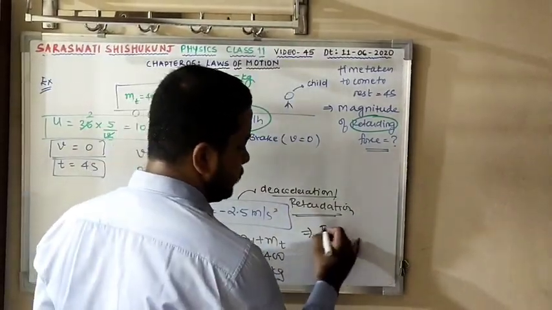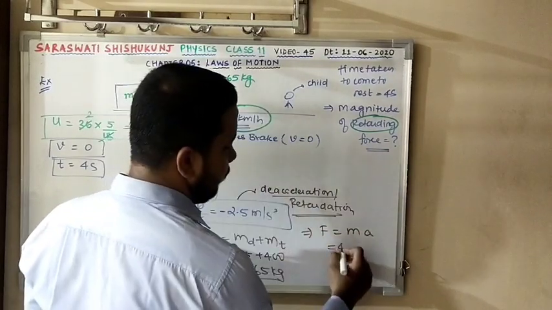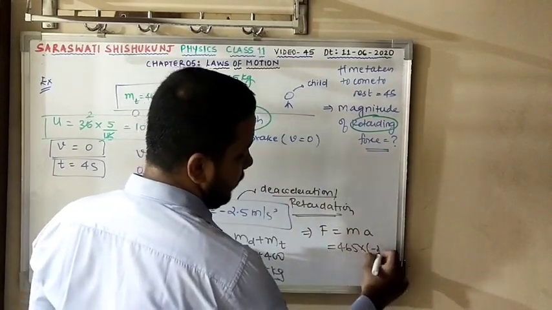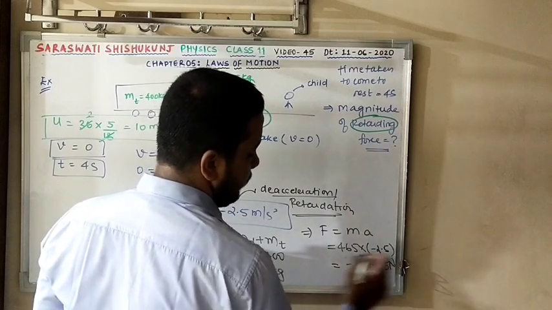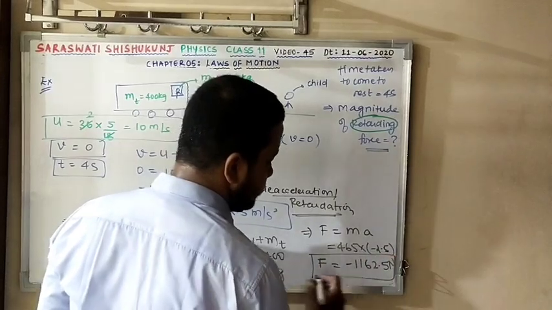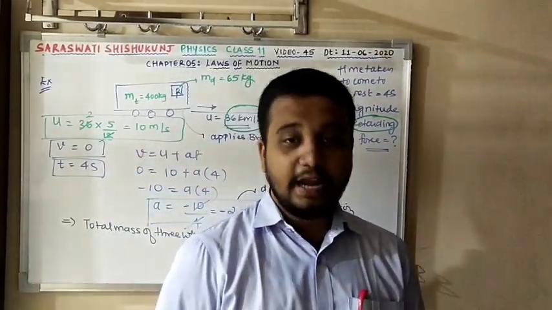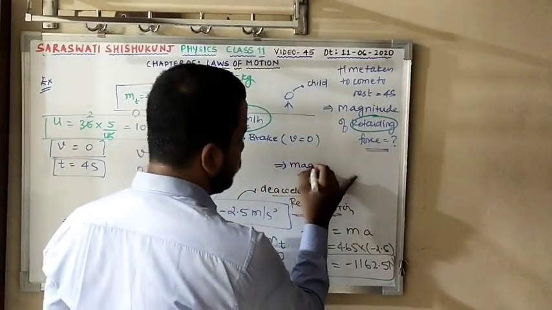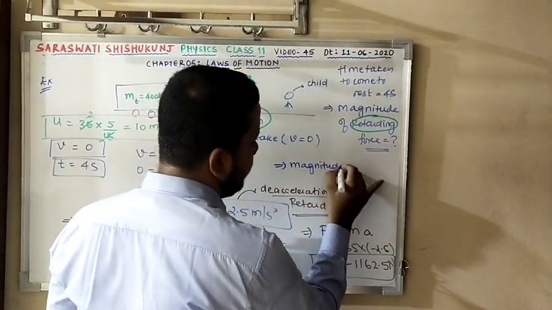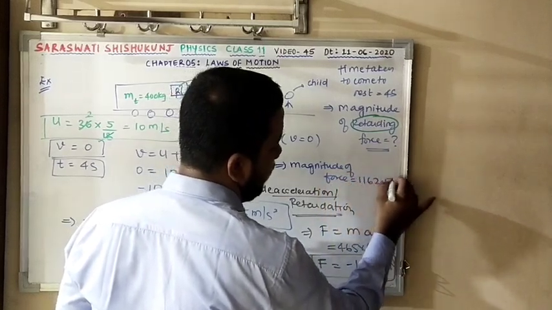Now simple, force is equal to mass into acceleration. Mass is 465, into acceleration minus 2.5. The answer is minus 1162.5 Newton. This minus represents what? Retarding force, which means opposing force. So you can say the magnitude of force is equal to 1162.5 Newton.